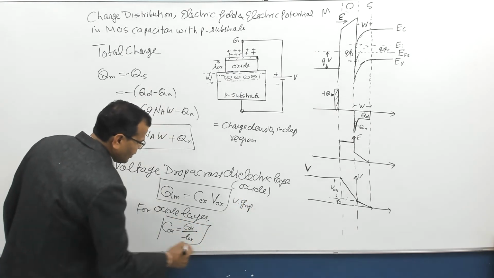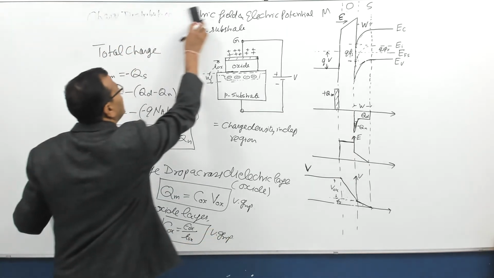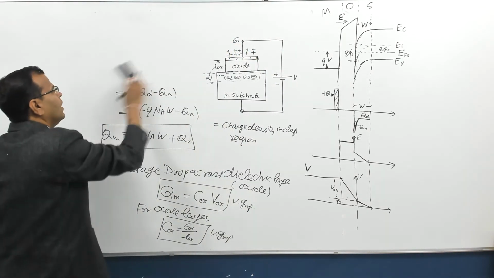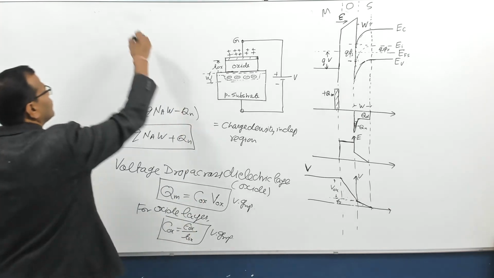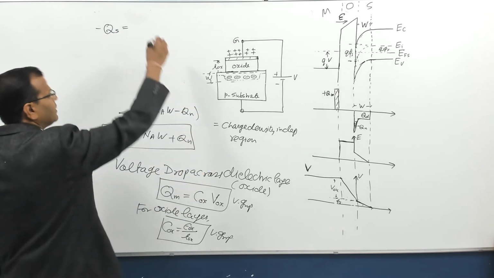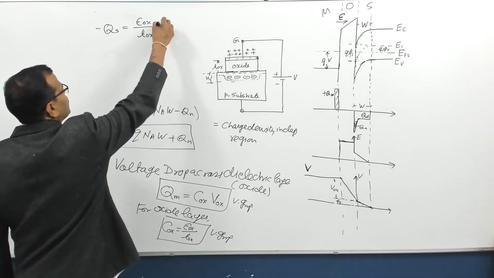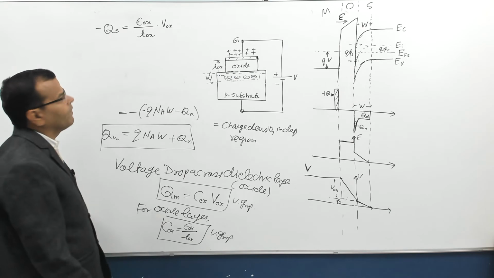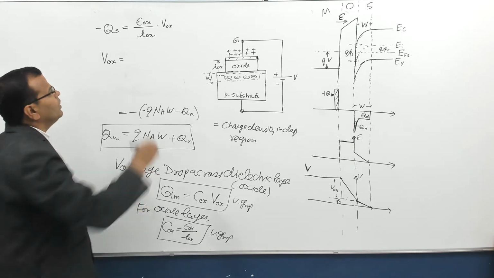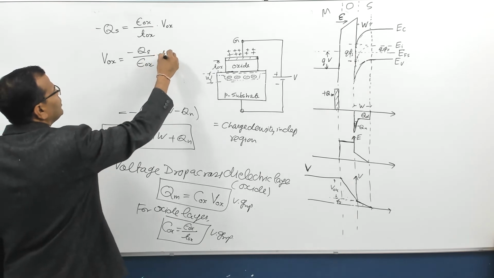Remember these expressions. I will be referring to them in future, meaning in my next videos. Fine. So here I can replace Q by minus QS. So minus QS is equal to epsilon OX by TOX into VOX. Or I can rewrite the voltage drop across the oxide as minus QS by epsilon OX into TOX.